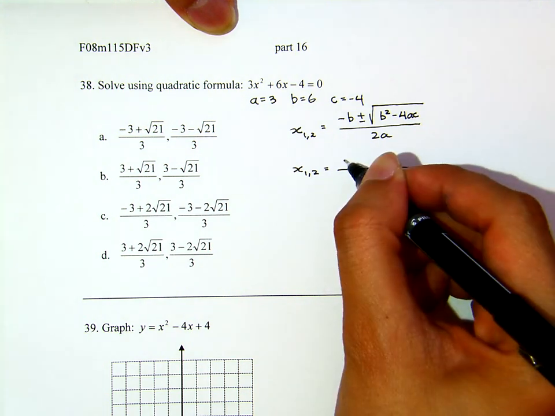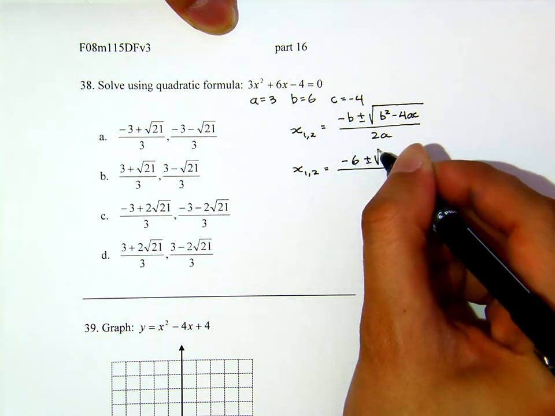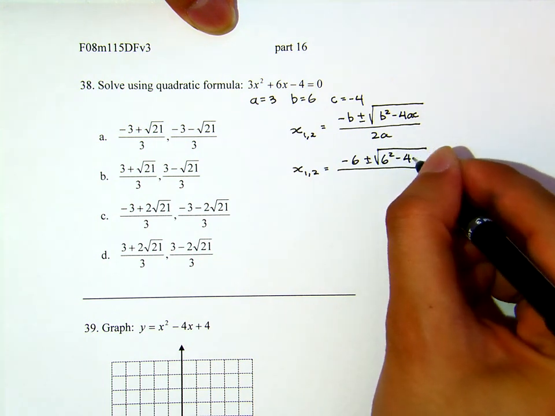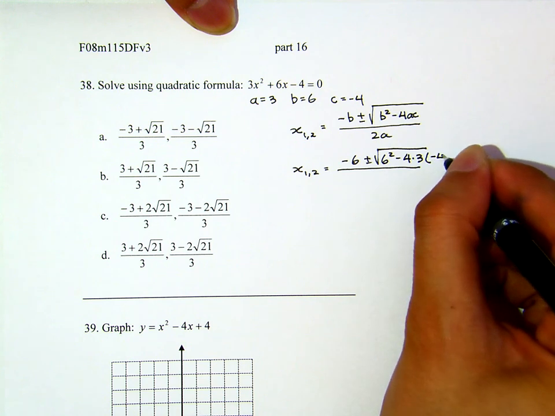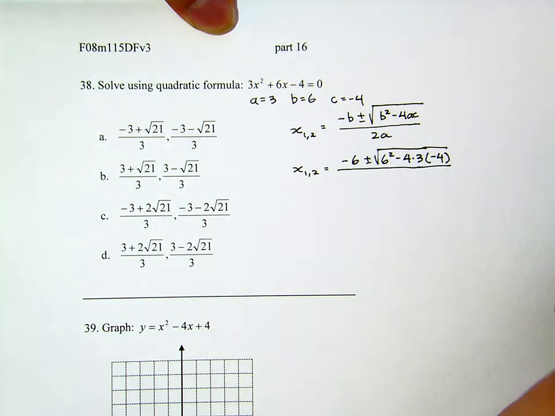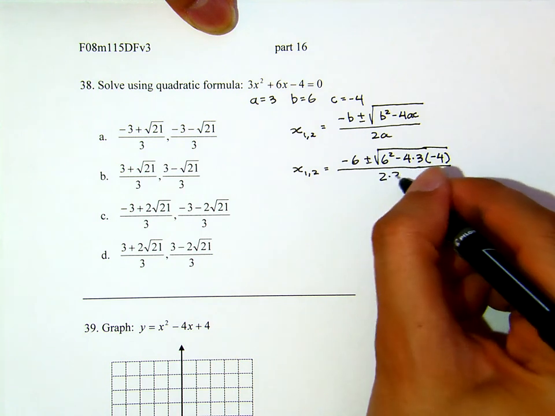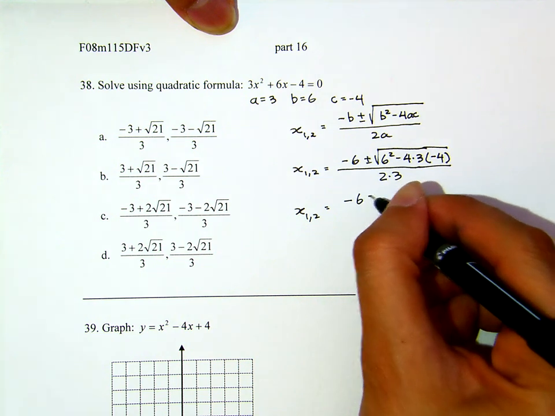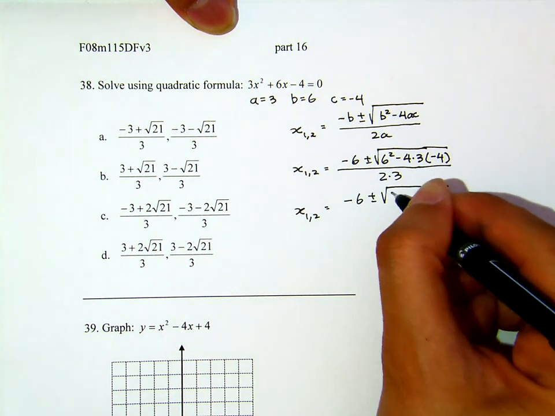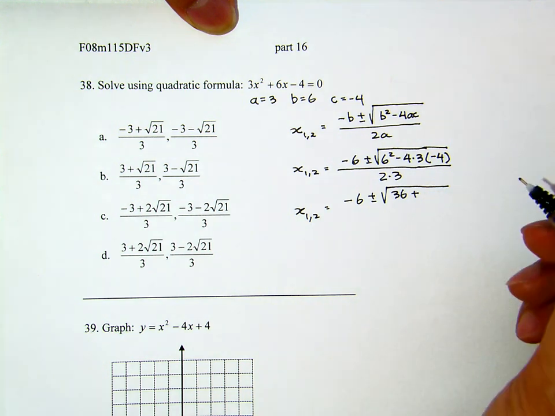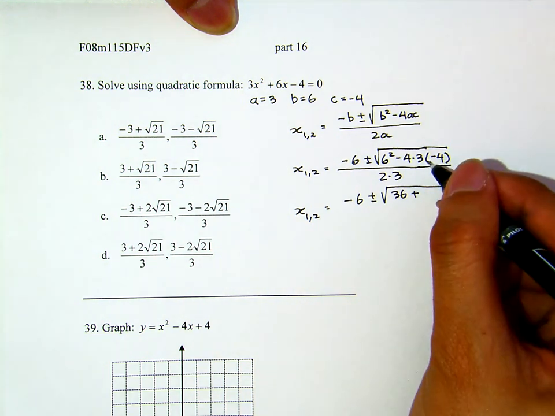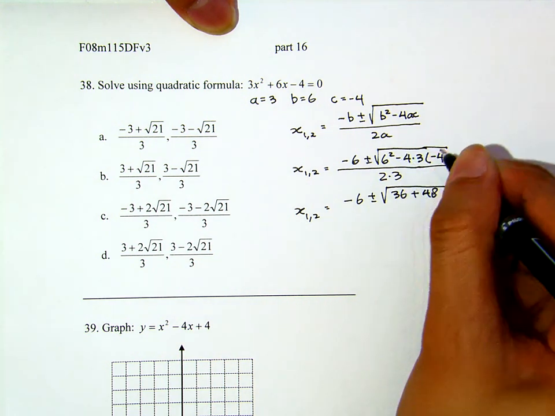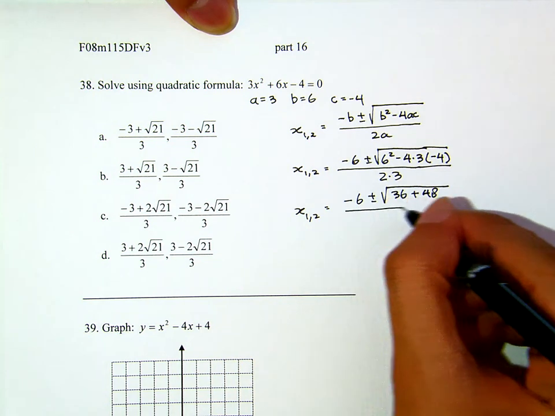Okay, -b is -6 plus minus square root of b squared, that's 6 squared, minus 4ac. Now take a look at the way I plug in my c, over 2 times 3. It will be -6 plus minus square root of 36 plus, what's that, 12 times 4 is 48. And notice that the minus there becomes positive because of negative times negative, right? Over 6.